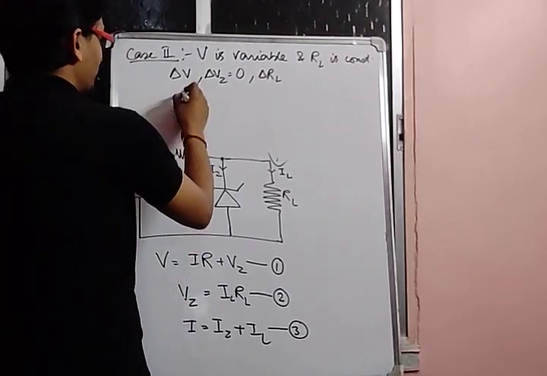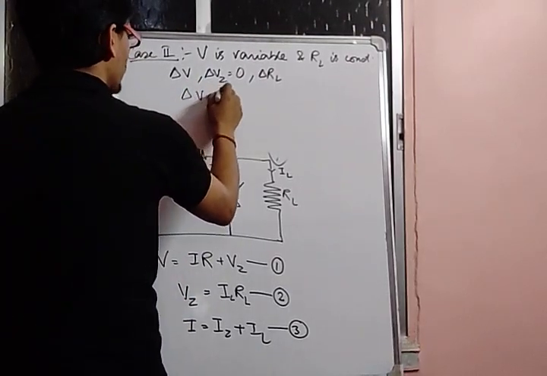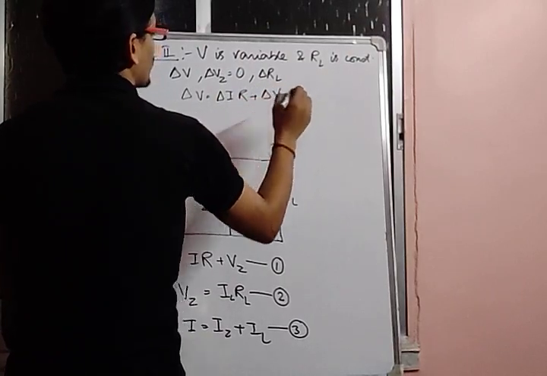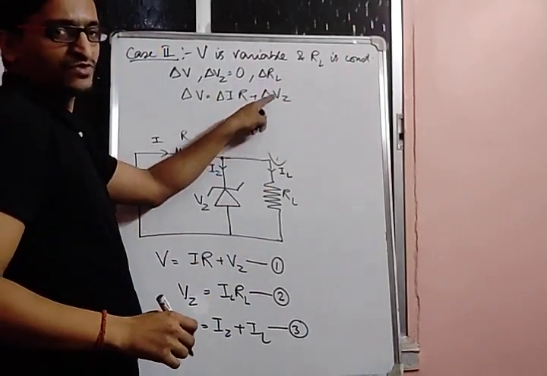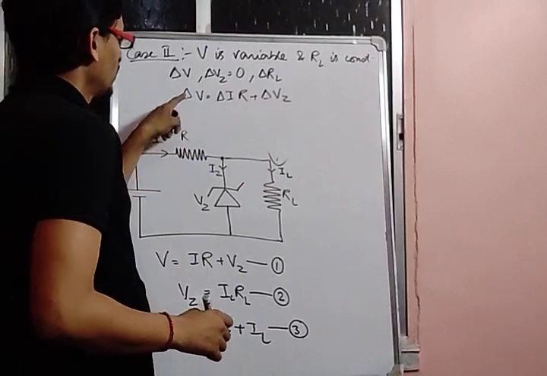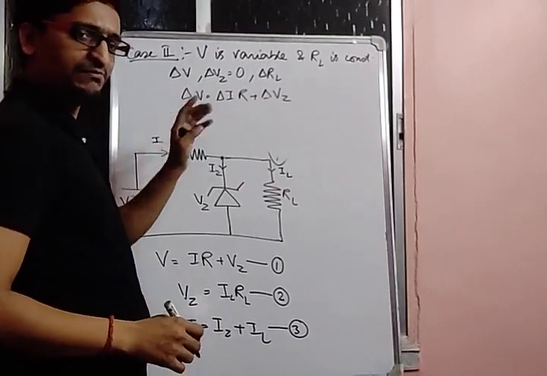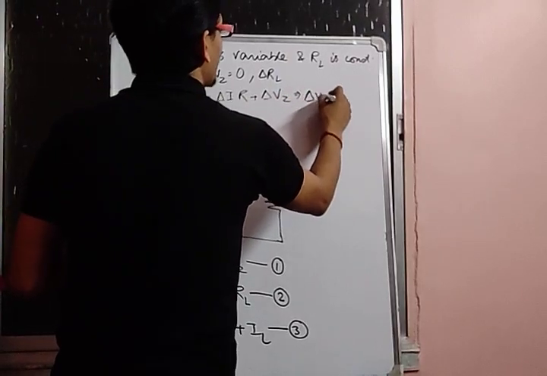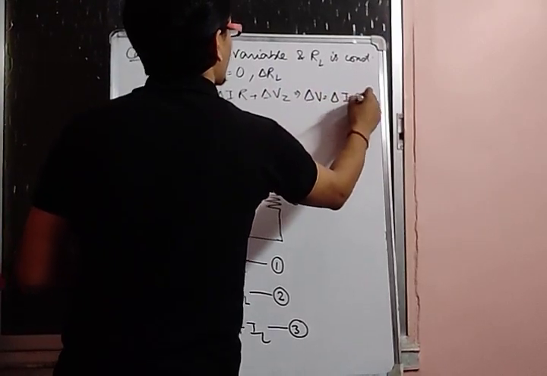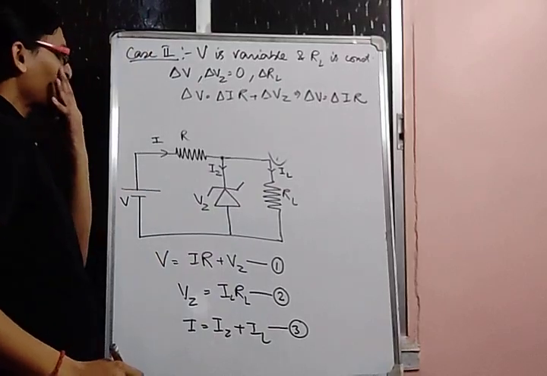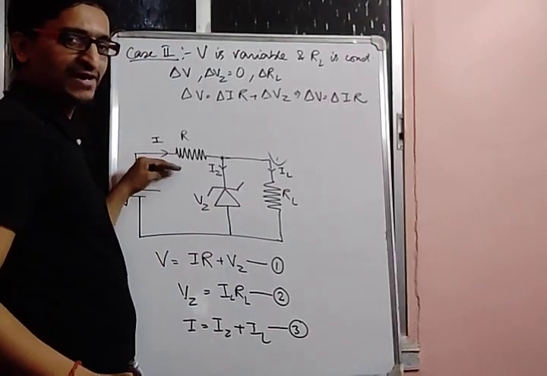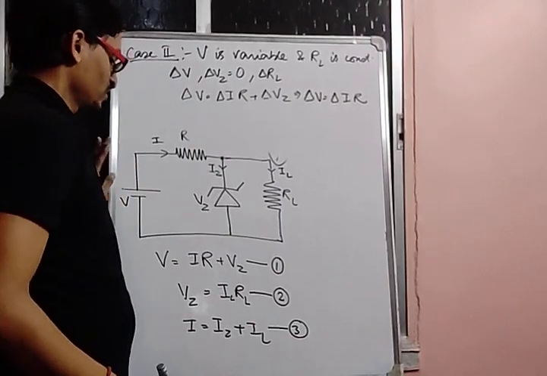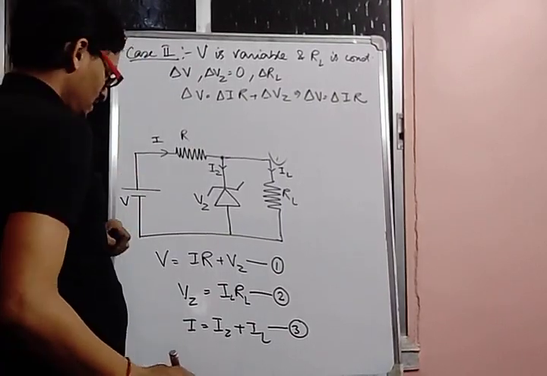So if I consider my first equation, then delta V will be equal to delta I times R plus delta Vz. Delta Vz is 0. We don't know about delta V, but it's some finite value. So we'll simply get delta V equals delta I times R. That means this current will change by an amount delta I due to changing the supply voltage by an amount delta V. Is it clear?